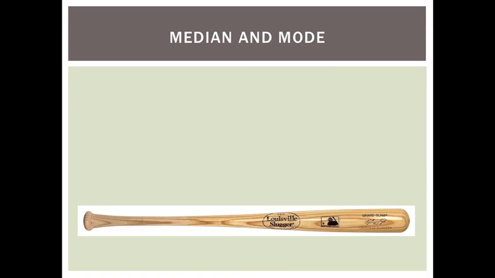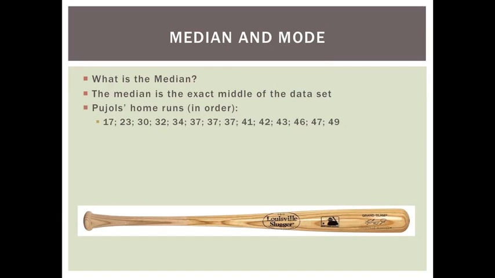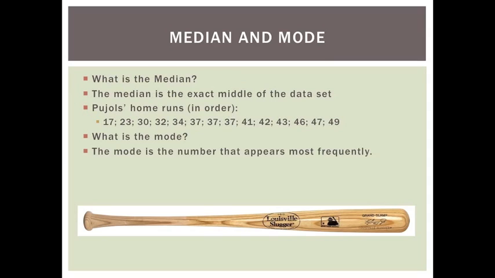Median and mode. First, what is the median? The median is the exact middle of the data set. In order to find the median, you need to put your home runs in order. So we put them from the least at 17 to the most at 49. And then the mode is the number that appears most frequently.